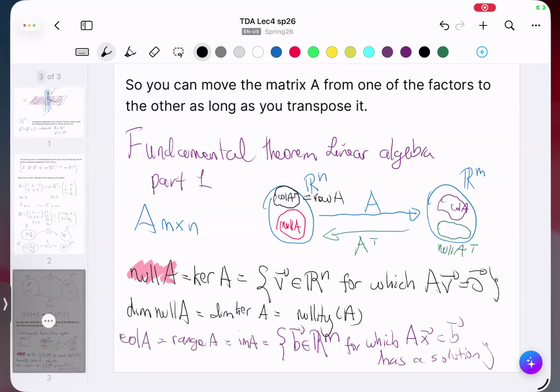Because the transpose, as we were discussing, does involve just flipping the rows into columns. Is that okay? Making sense so far?